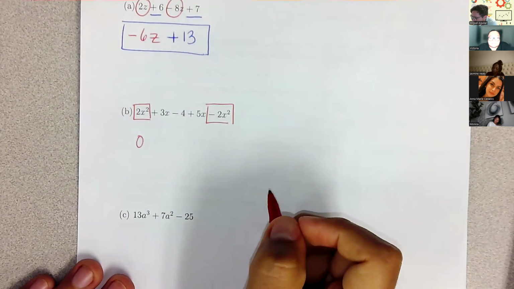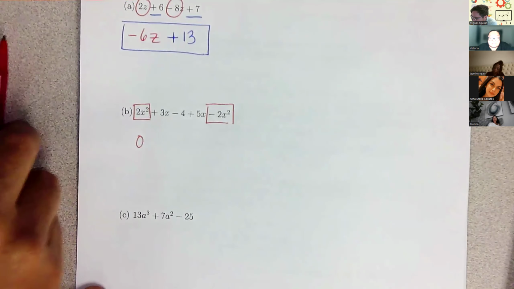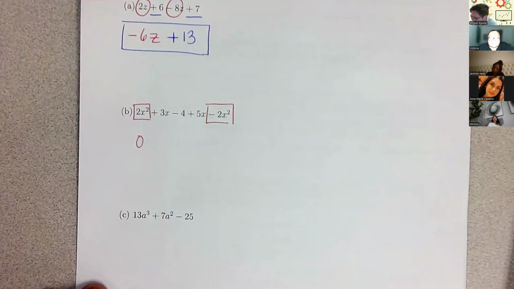I'm sure a lot of you are thinking, oh, I don't have to write that 0 down. And that's true. But I'm going to write it down right now as a placeholder. Let's continue combining like terms. What's my next set of like terms?